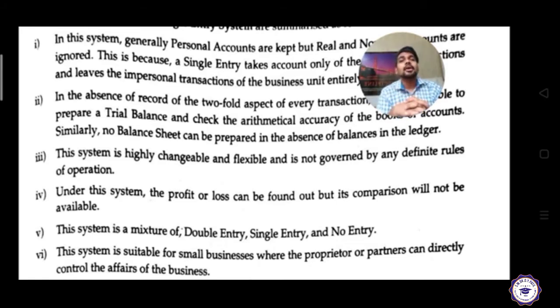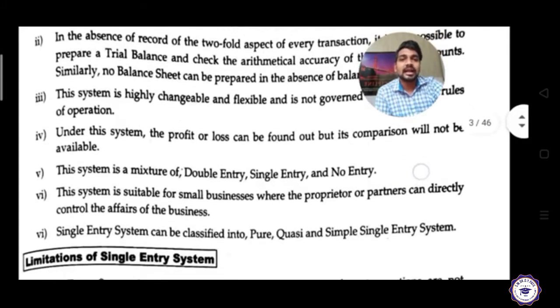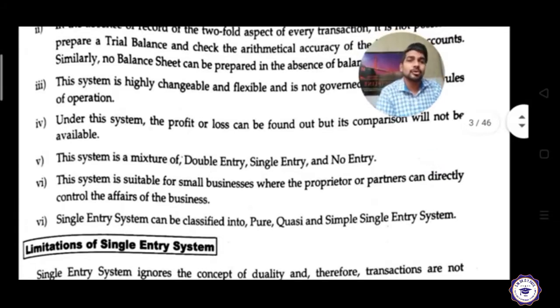This system is a mixture of double entry system, single entry system and no entry. And this system is suitable for small businesses where the proprietor or partner can directly control the affairs of the business. So single entry system can be classified into pure, cohesive and simple single entry system. Now let us see few of the limitations of single entry system, students.